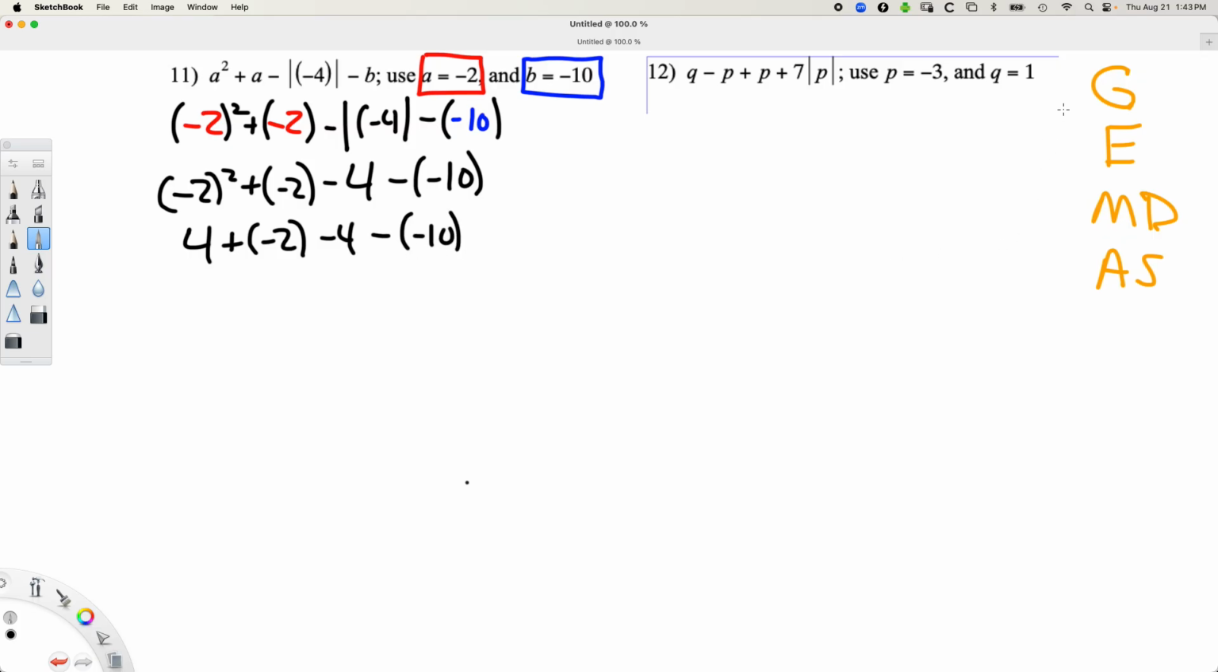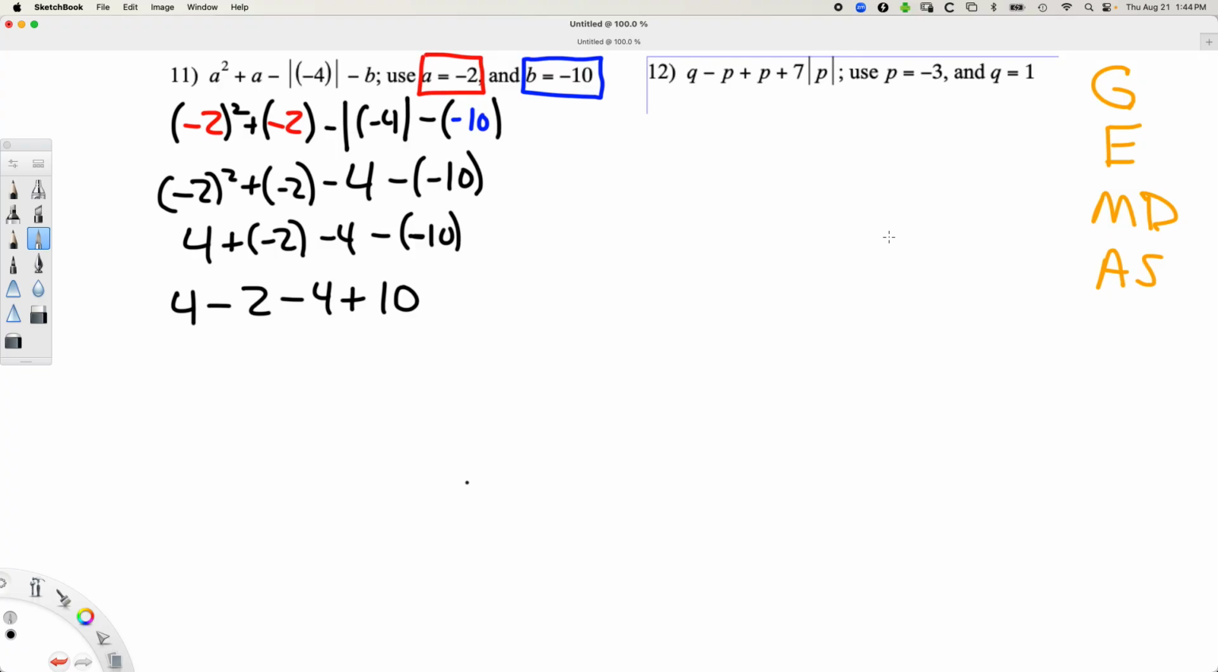Okay, we've gone through, there's no more grouping, there's no more exponents. Are there any more multiplication and division? I look through it. Nope, it's all adding and subtracting. So I'm just going to go from left to right. But the first thing I'm going to do is get rid of all these parentheses so I don't get confused. So 4 plus a negative 2, that's just a minus 2, minus 4, and then minus negative 10. Minus a negative is the same thing as a positive, plus 10.